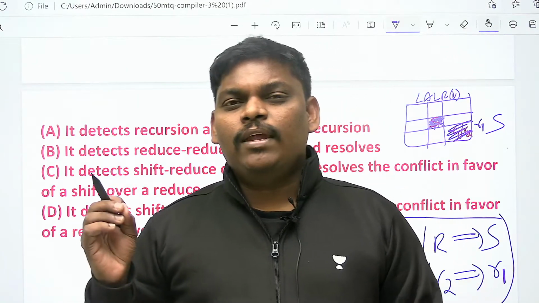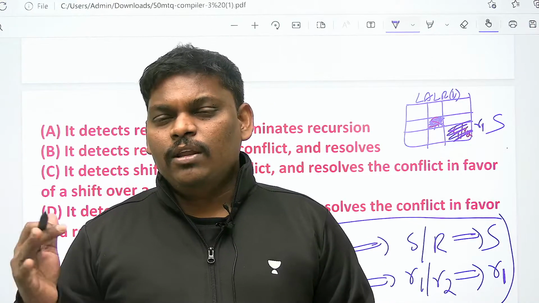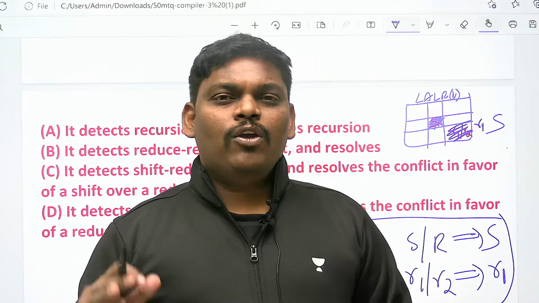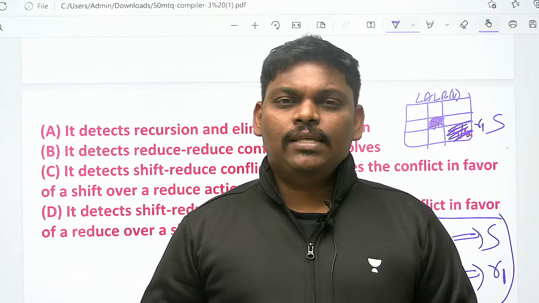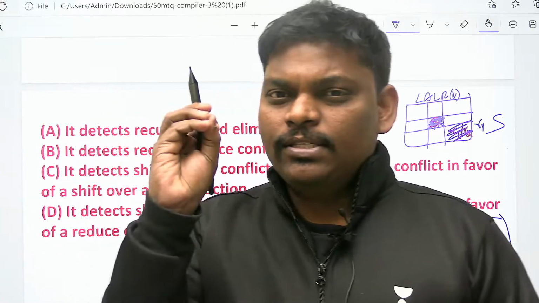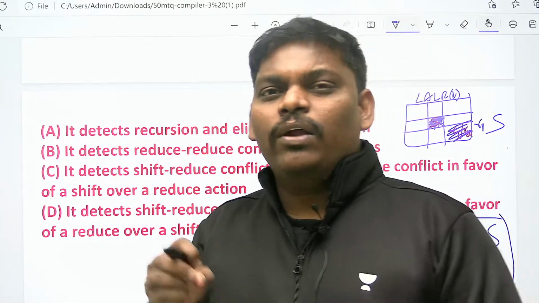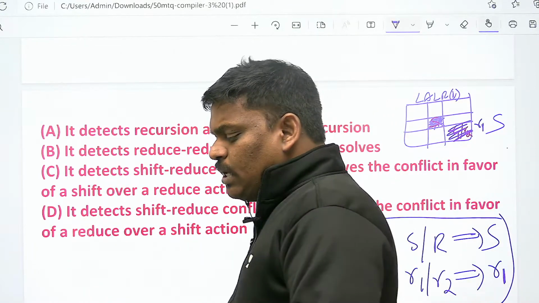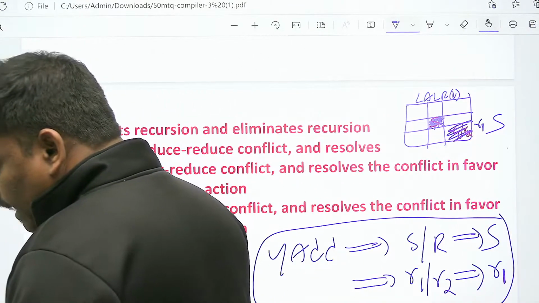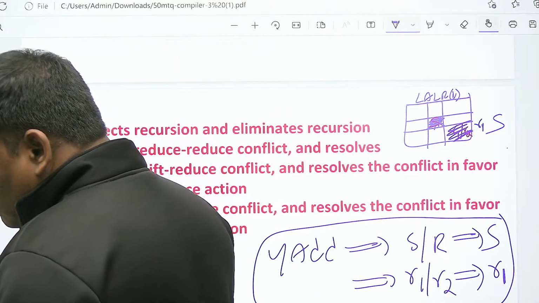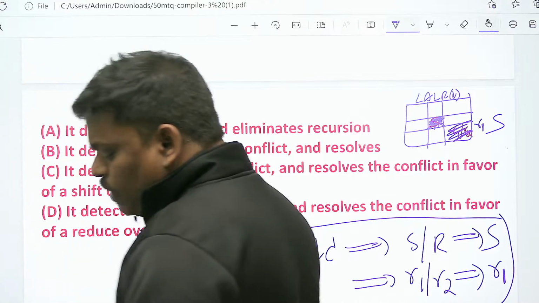Anywhere an SR conflict is there, it will replace SR by S. Anywhere an R5 by R7 RR conflict is there, it will replace R5, R7 by R5. Just remember this. This is the only thing required for the ACT tool. More than this, they don't ask you.